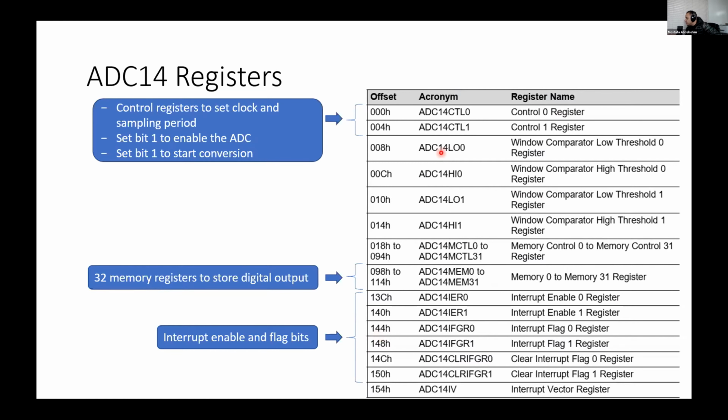Here are the registers. We will not go into details because, again, they are complex, like the UART. But basically, you have two control registers in which you can set the clock of that module, the sampling rate, and the number of bits to be sampled, 14, 12, 10 or 8, like what we saw before. Also to enable this module, and to trigger the module to start conversion.